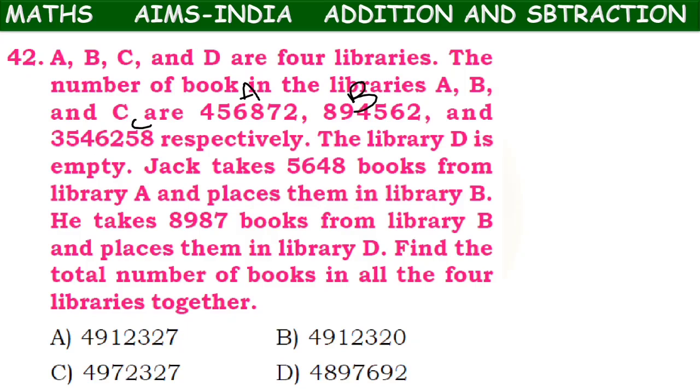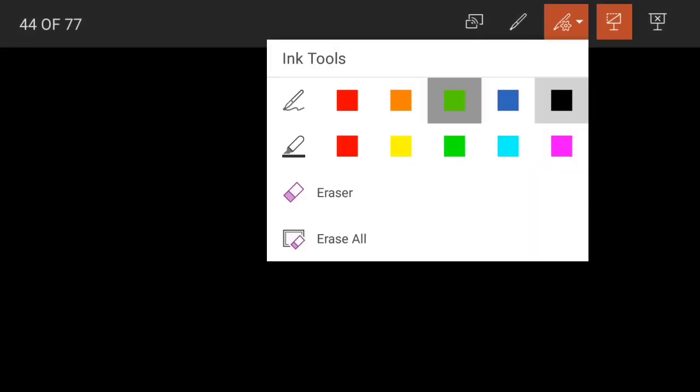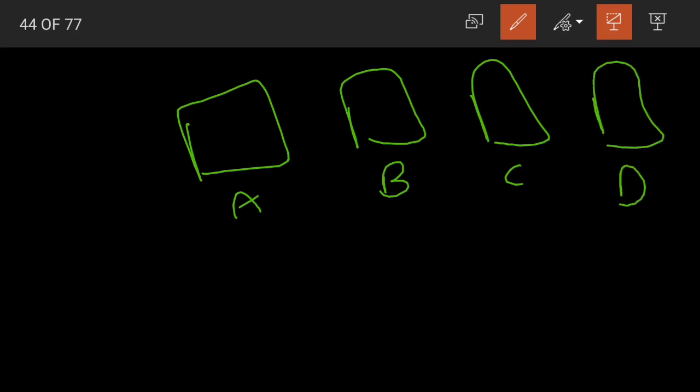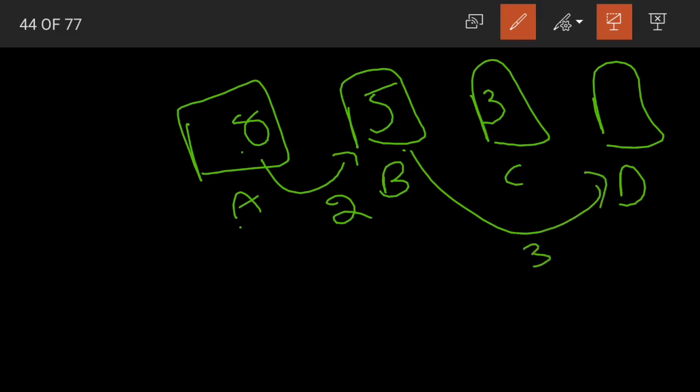Now it is very simple children. This is just a trick question, okay? See, suppose we are having 4 boxes A, B, C and D. In the first box I am having 8, 5 and 3, okay? Now this is what I am giving you an example of the question. Now what are they saying here? Jack has taken 2 from A and put them in B, and again 3 from B he put them in D. Yes, now what is the total number of books in all the libraries? It will be these 3 only. When we add these 3 numbers together, we will get the answer.